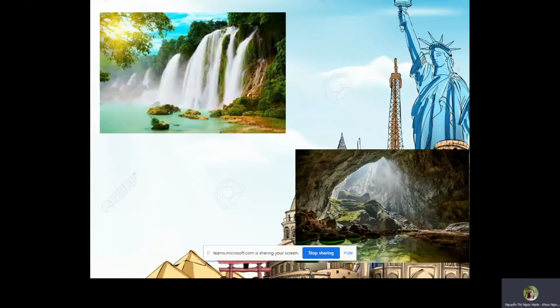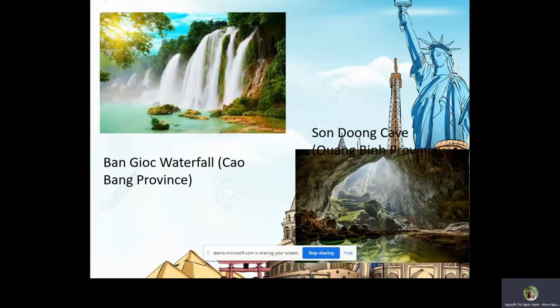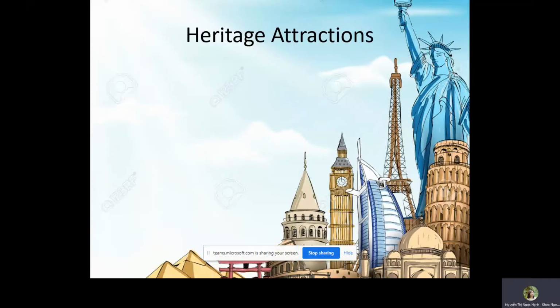Can you tell me the names of the famous natural attractions in Vietnam, in the north and in the center of Vietnam? So it's Bản Dốc waterfall in Cao Bằng province, and Sơn Đoòng cave in Quảng Bình province. They're very famous because Bản Dốc waterfall is, as far as I remember, the world's second largest borderline waterfall, and of course, Sơn Đoòng is one of the world's largest caves.